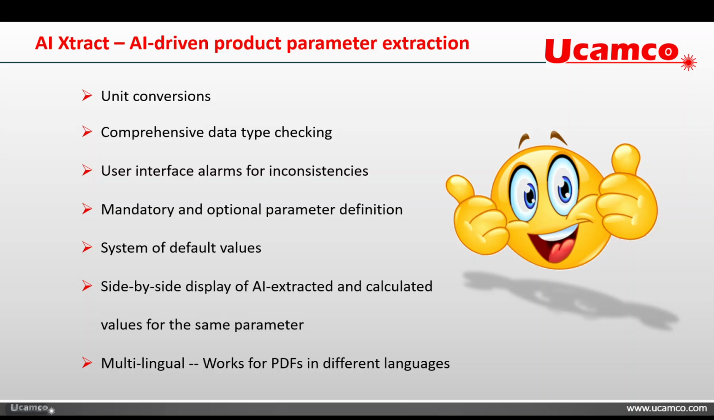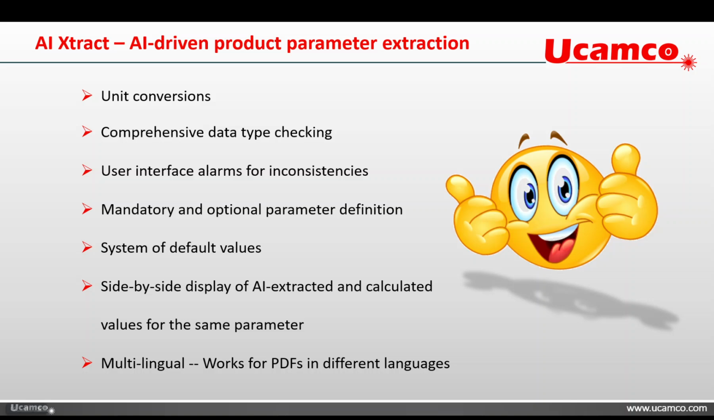The unit conversions: whatever unit is in the documentation, we will convert to the unit that is specified for the parameter that we are looking at. There is this whole system of data checking that is going to make sure that no nonsensical data finds its way downstream. That's supported by user interface alarms for inconsistencies, for when an operator, a human, makes a mistake and thinks he's in field A, but happens to click on field B and types in something incorrectly. That will be flagged as and when he is trying to do this.